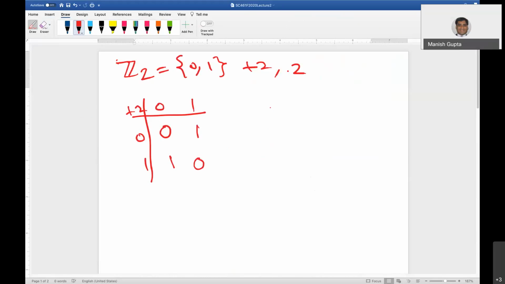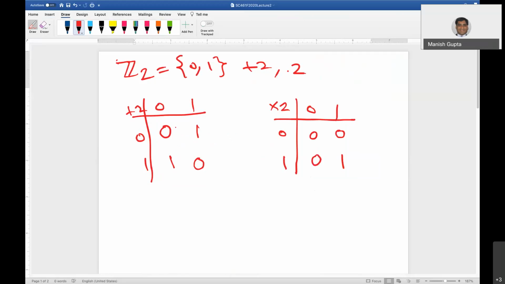I go and start making another table with respect to multiplication modulo 2. Again 0, 1, 0, 1. 0 into 0 is 0. 0 into 1 is 0. 1 into 0 is 0. And 1 into 1 is 1. Now, if you observe these two tables, this is with respect to addition modulo 2 and multiplication modulo 2. We just want to check whether this is really a field or not. It is enough if we check that.